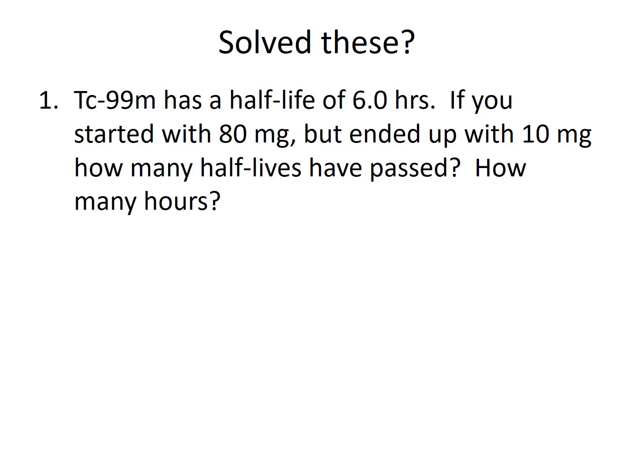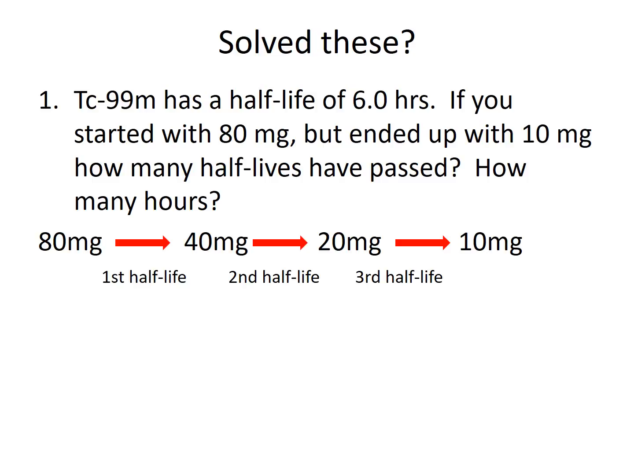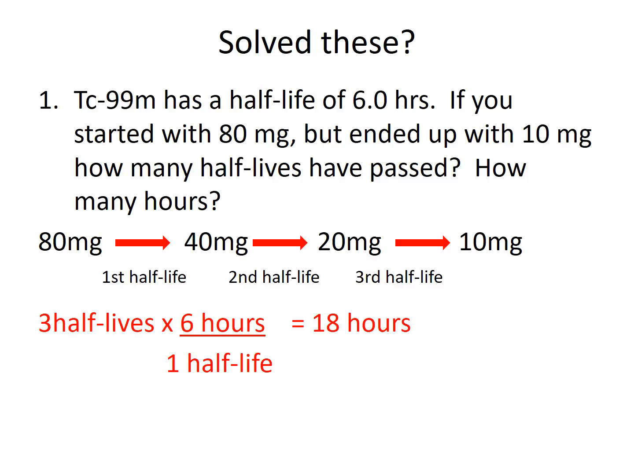Okay, ready to check the work. Let's see how you've solved these. The technetium-99m problem, how would you solve that? Well, if we go from 80 to 10, how many half-lives is that? Well, let's just work backwards from 80. 80 milligrams becomes 40 milligrams after 1 half-life. 40 becomes 20 after 2 half-lives, and 20 becomes 10 after 3 half-lives. So to go from 80 to 40, 40 to 20, and 20 to 10 would take 3 half-lives. And if every half-life is 6 hours, that would be 3 half-lives times 6 hours over 1 half-life equals 18 hours.